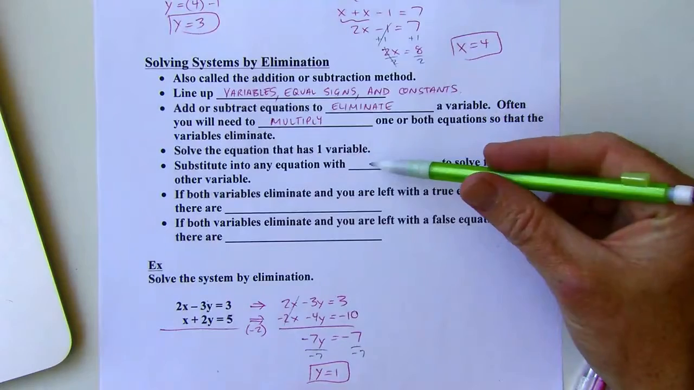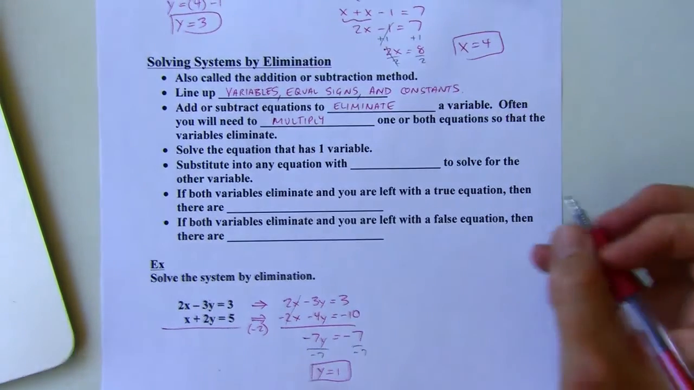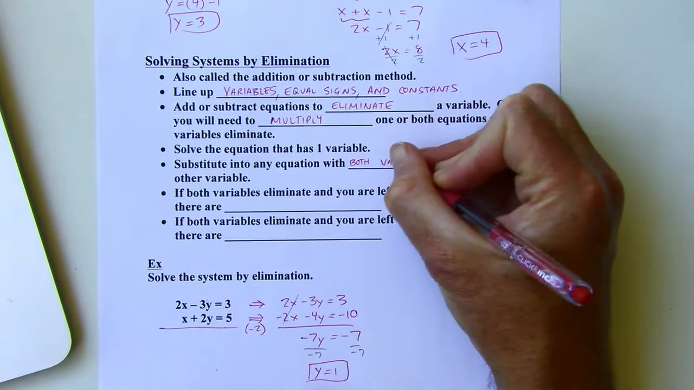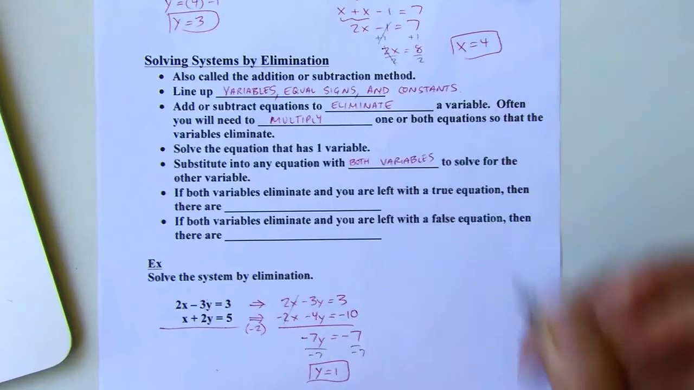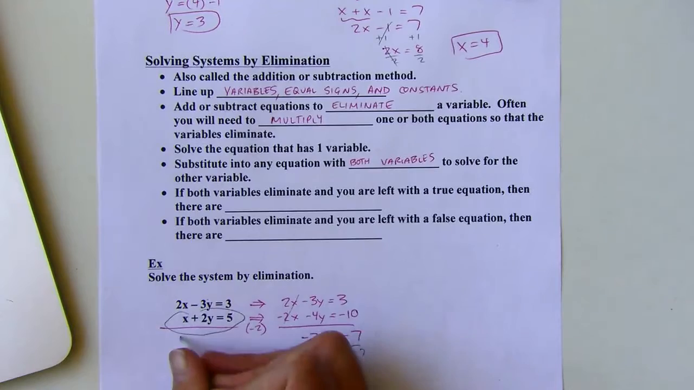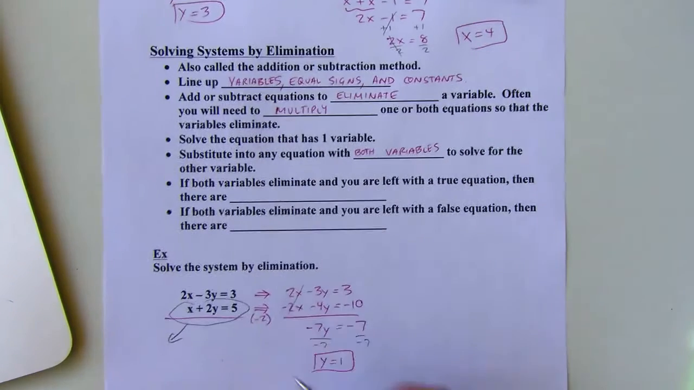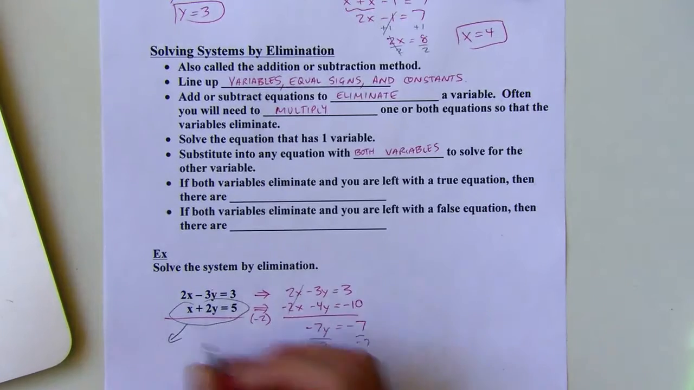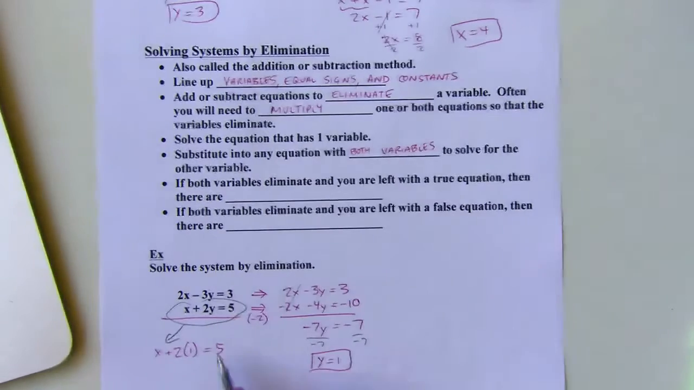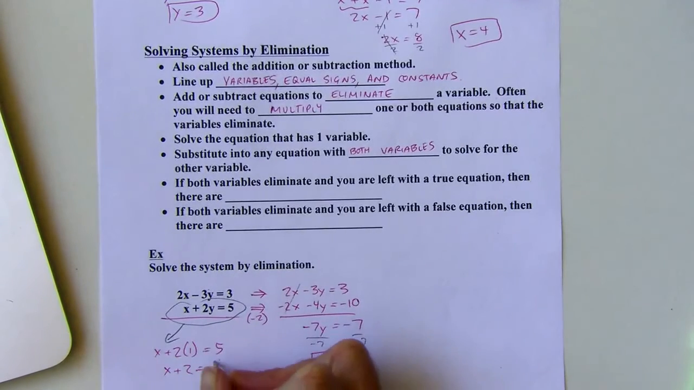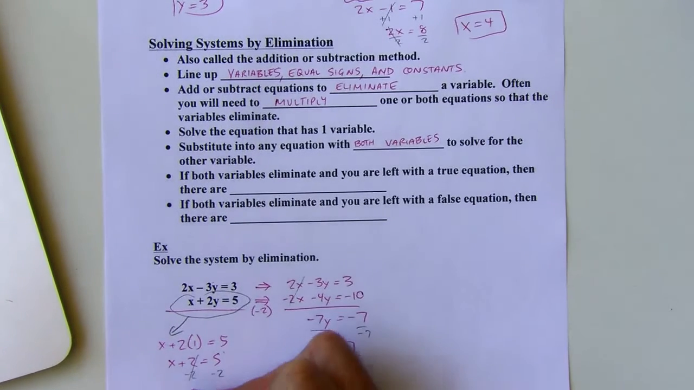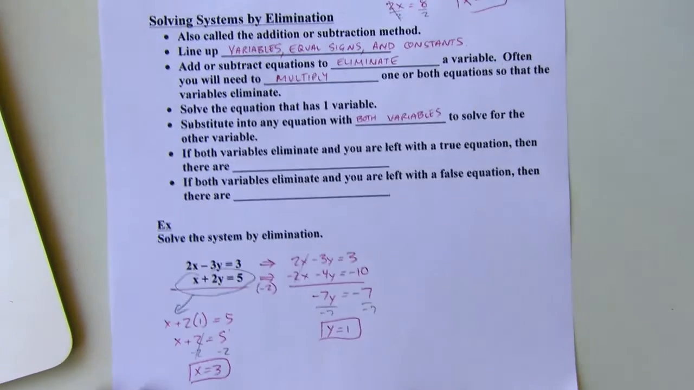Okay, substitute into any equation with both variables. So you can always use one of the original equations, but you can actually use any equation that has x and y in it. Okay, so I'll use this one here, since I know what y is. So I'm actually going to finish this with substitution. I know y is 1, so I'm going to replace the y with 1 like so, and then subtract 2, and x equals 3. Oops, I'm off screen there a little bit.